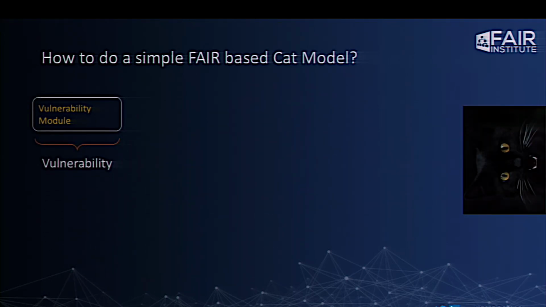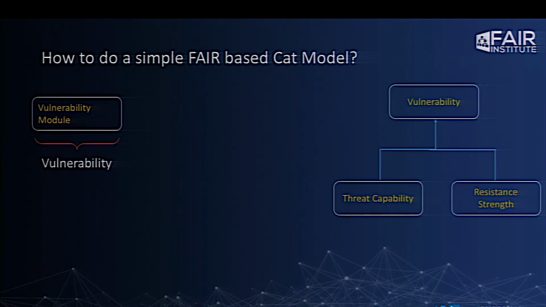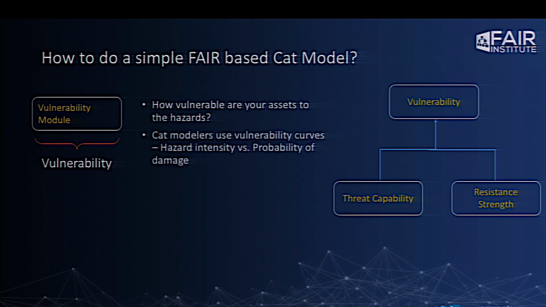Vulnerability in both CAT modeling and in FAIR addresses the question of how susceptible are your assets to threat, whether that be natural disasters or malicious attackers. CAT modelers will use what they call vulnerability curves to assess the spectrum of possible damage that can occur to properties in their portfolio based on the severity of catastrophes and mitigation factors in place for a given property.